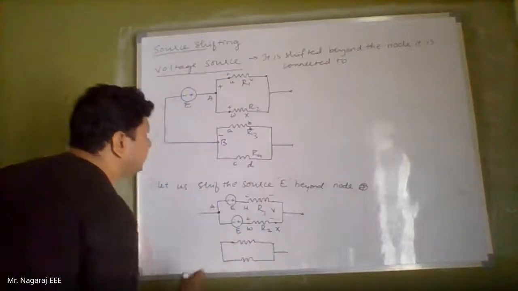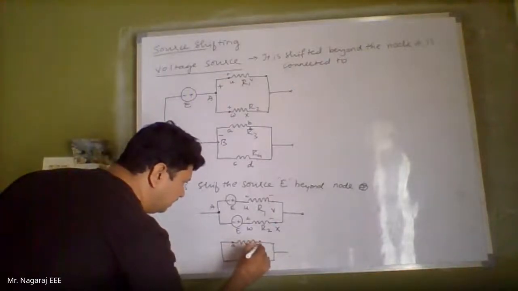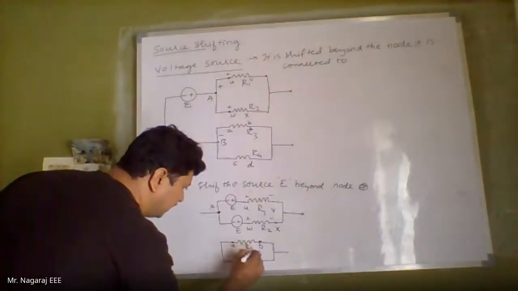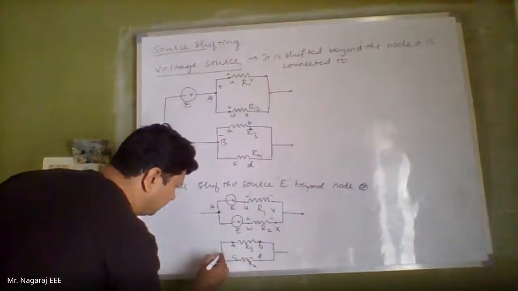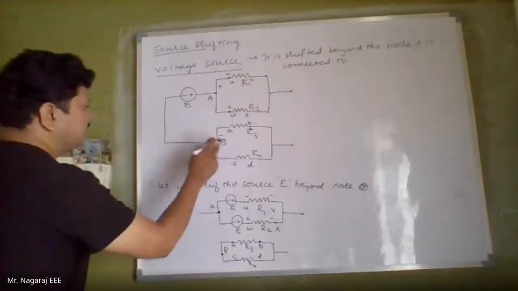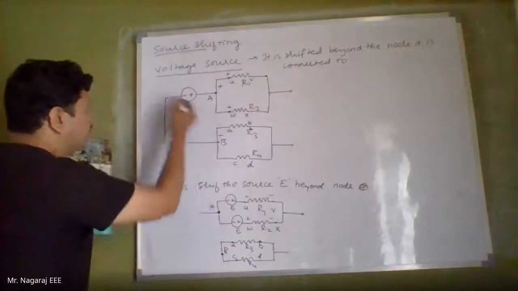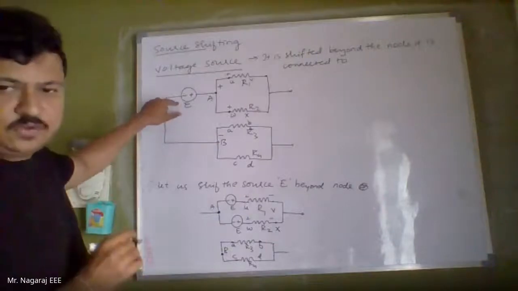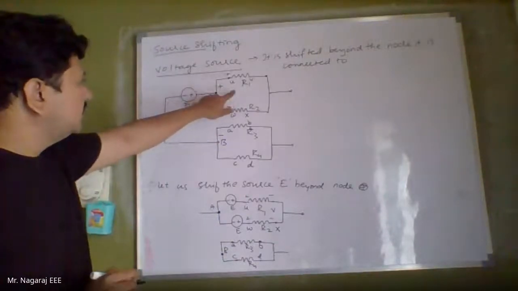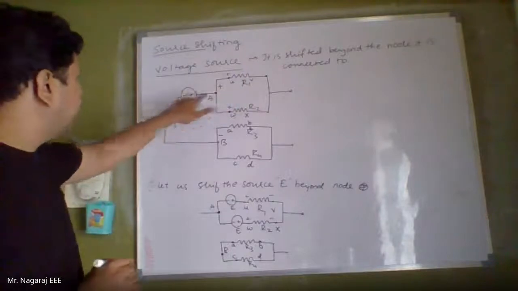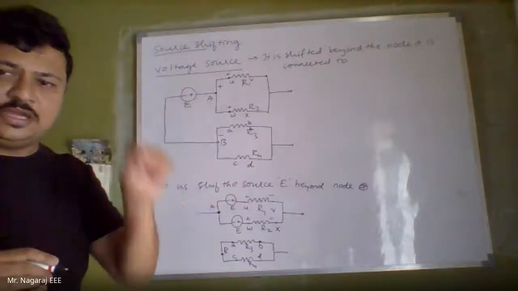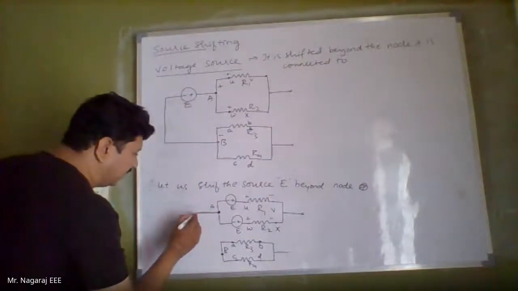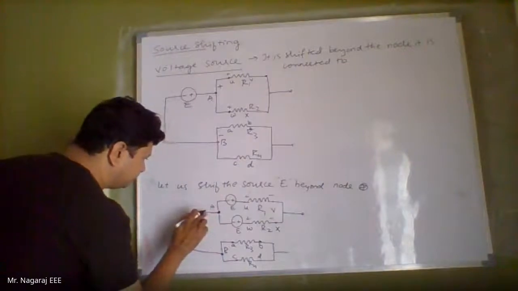This is A. This is B. This is C and this is D. This is R3 and this is R4. This is node B. Now node B is at negative potential. It is connected to node A. Now when I shift the voltage source from this branch to beyond the node, then that part of the circuit should be replaced by a short circuit. Okay. Then this will be a short circuit. Then directly node A is connected to node B.